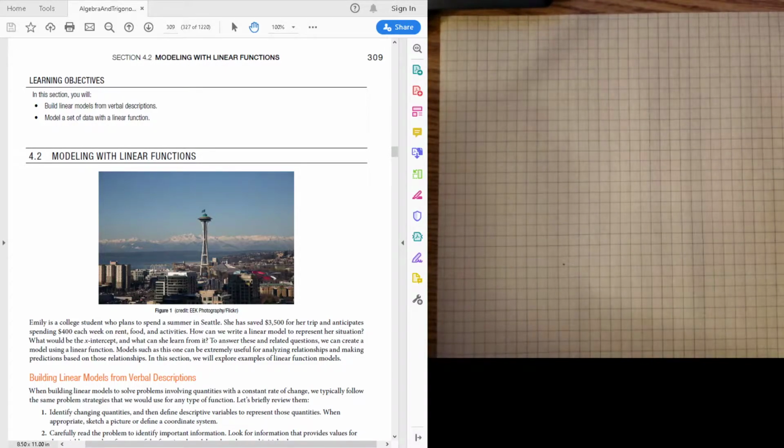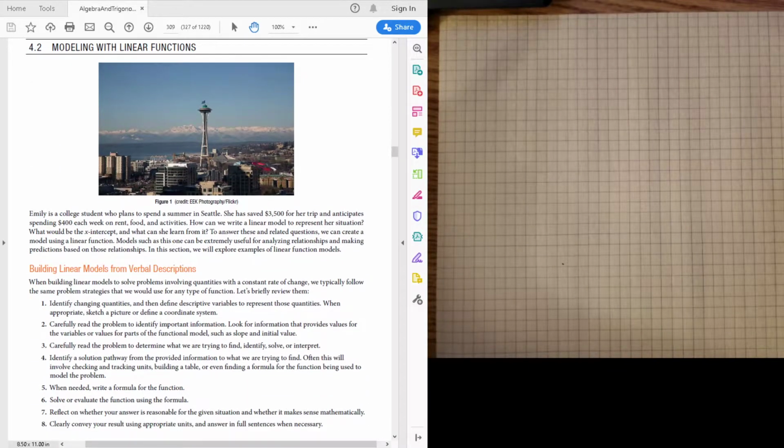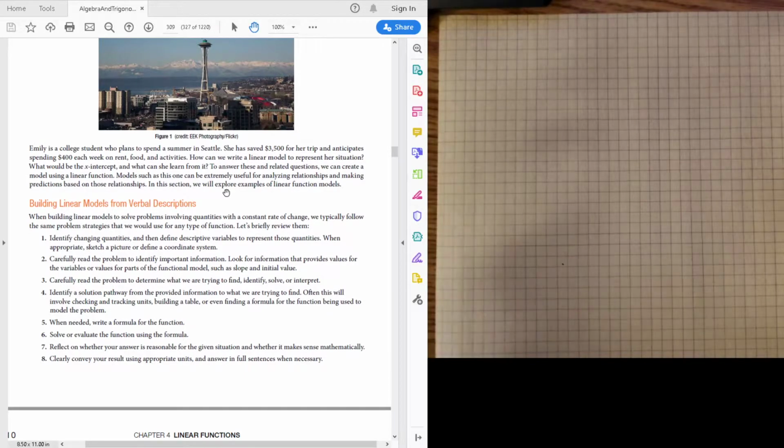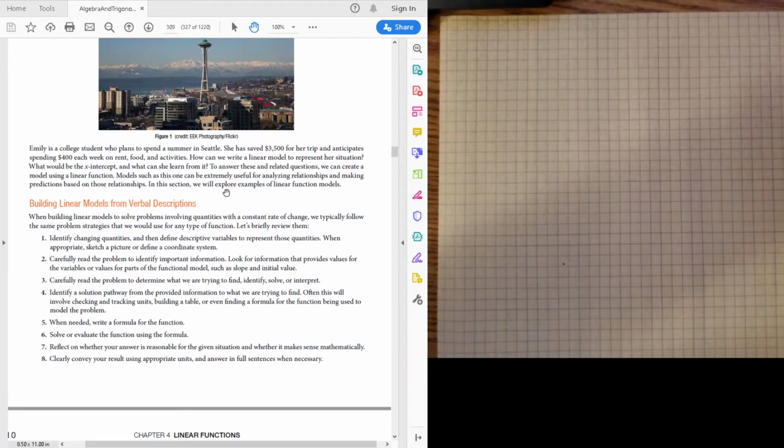Let's start off by talking about, from the textbook on page 309 in the text, which is page 327, there's this little section here called Building Linear Models from Verbal Descriptions. It's honestly the most useful thing you will get from this entire chapter. I'm glad they put it at the beginning.